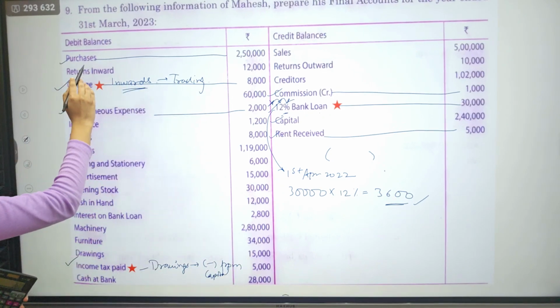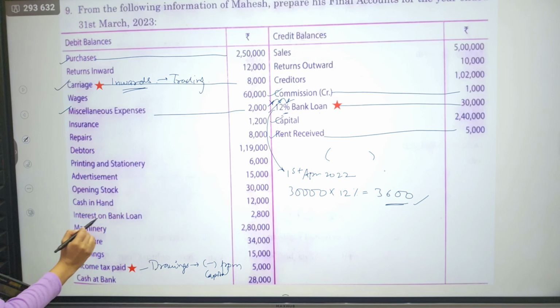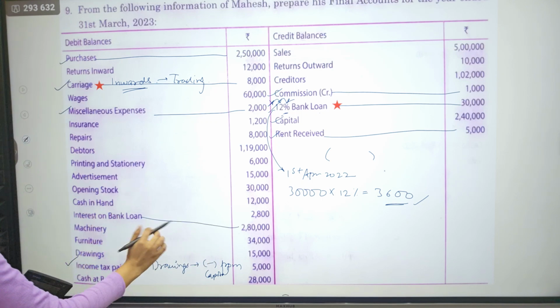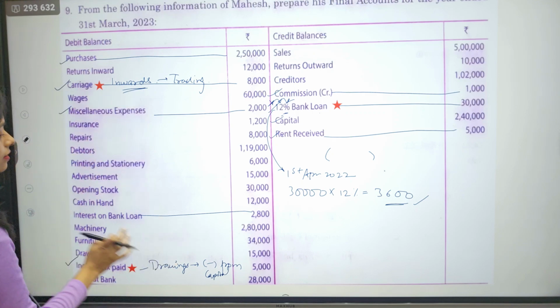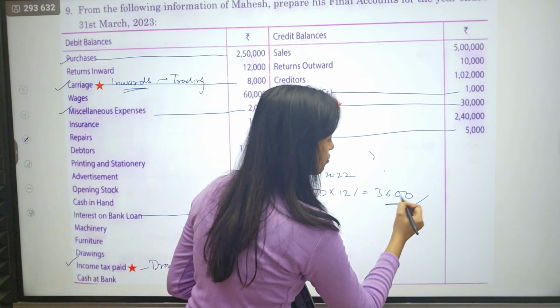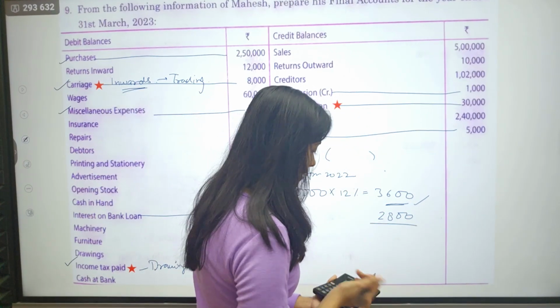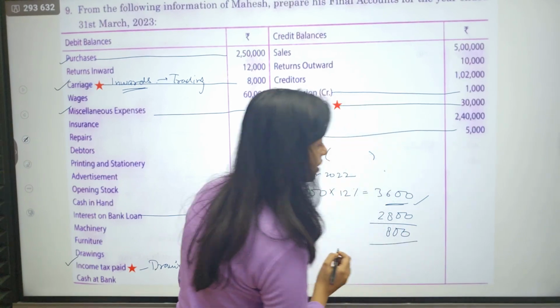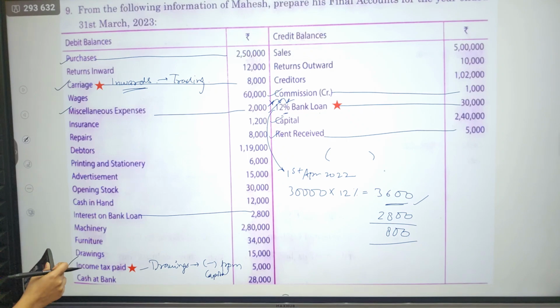Let's see whether I have given anything. They would have written interest on bank loan. Sorry, 2800, not this one. 2800 I have already given. Out of this 3600, I have already given 2800. So only 800 should have been outstanding, right? How are we going to treat this?